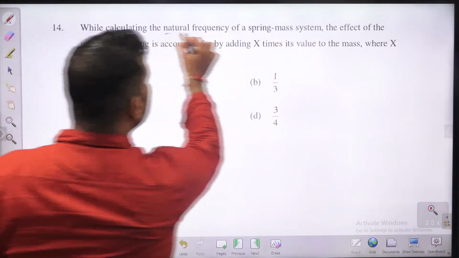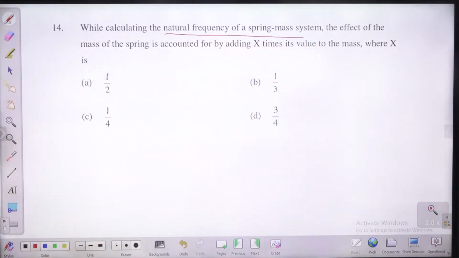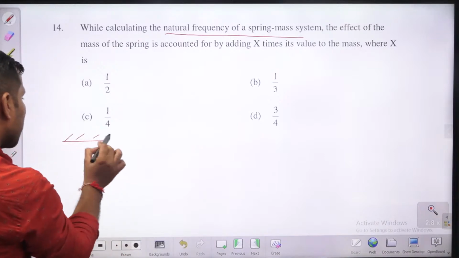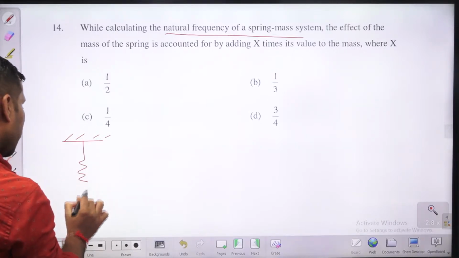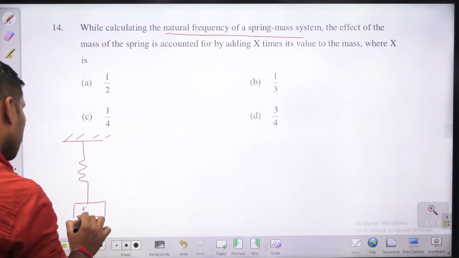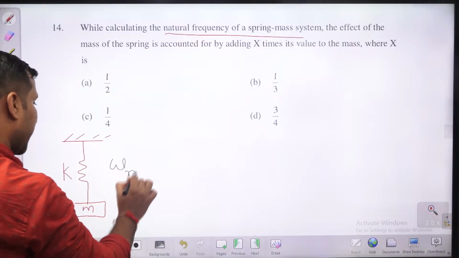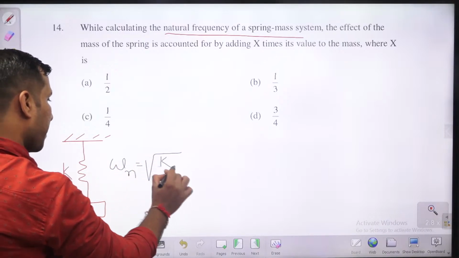While calculating the natural frequency of a spring mass system, the effect of mass of the spring is accounted by adding a factor x. What will be the value of this x? Guys, if you have a spring mass system, something like this, this is the spring, this is the mass. Without considering the mass of the spring, the natural frequency is given by under root k by m.